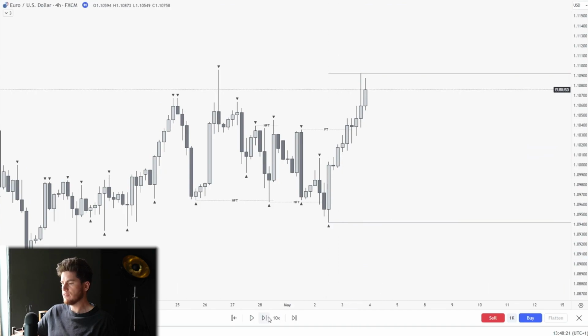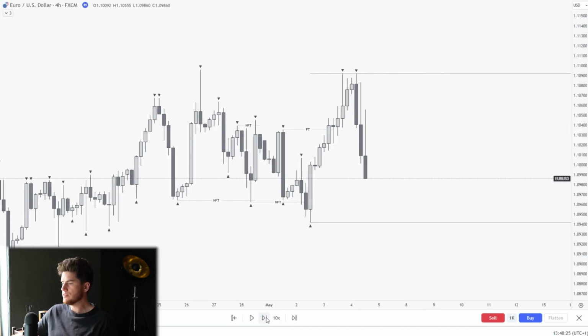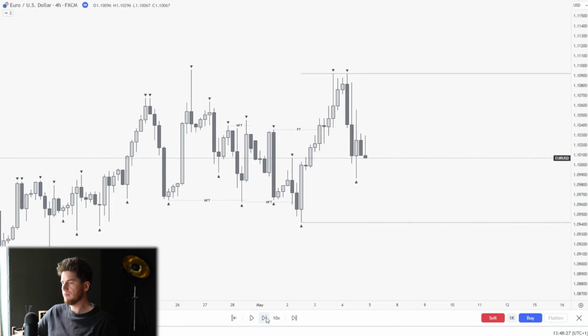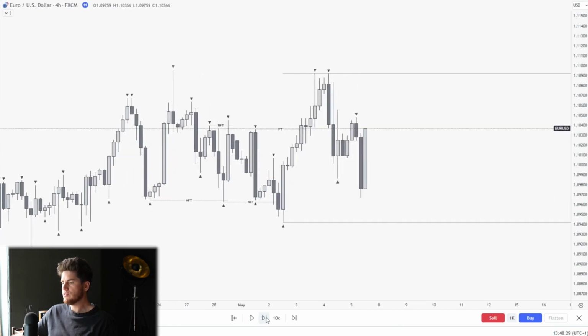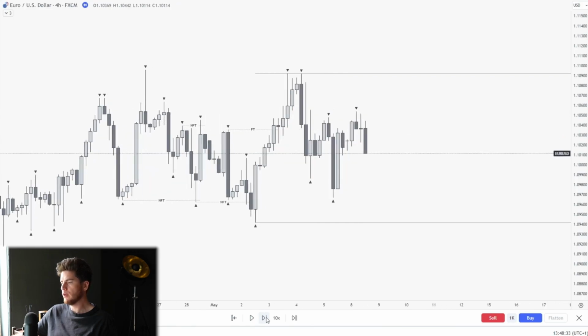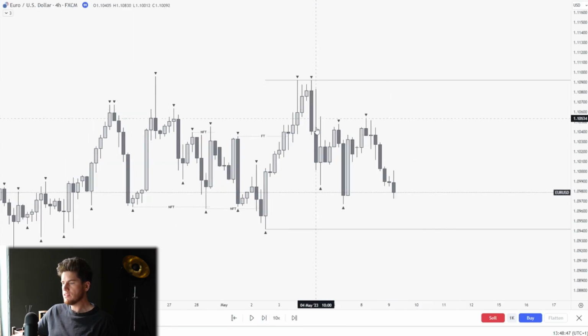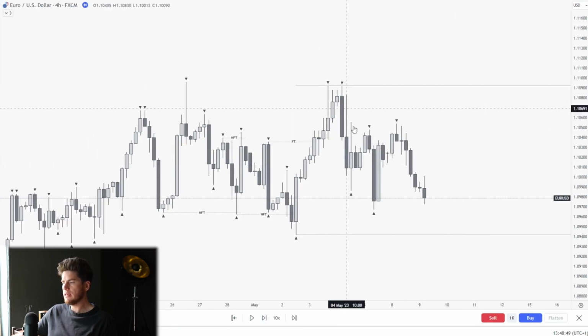Just extending this range higher, a new fractal high. That doesn't sweep, that just pulls lower. Prints an internal fractal and another one, and we're ignoring those. We're only looking at external fractal points. Now in this case, you can look for counter plays, especially in a wider range.